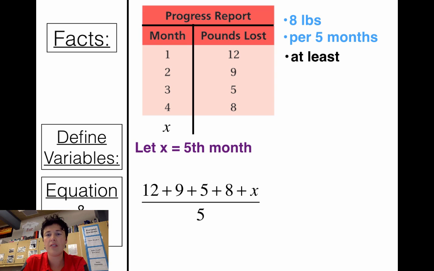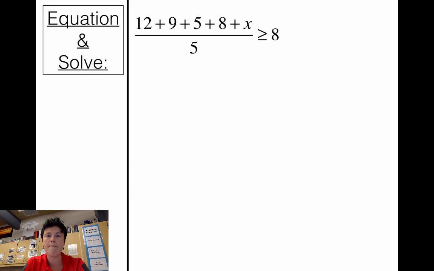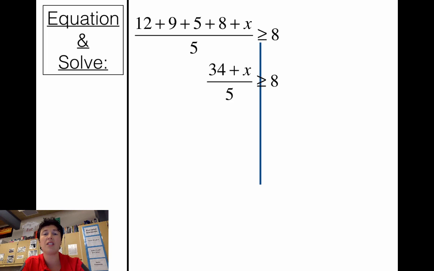So I've got to solve this equation, but I need a little more information. Remember we said at least 8 pounds? At least means it has to be equal to or greater than 8. There's my equation. This big fraction has to be greater than or equal to 8. So, line down the middle, we're going to solve this thing. I'm going to make it really easy by combining all that, 12 plus 9 plus 5 plus 8. That's 34 when you add all that up. 34 plus x over 5.